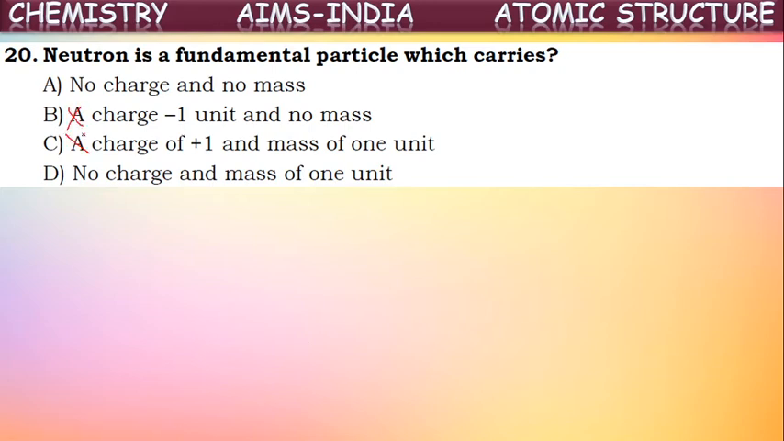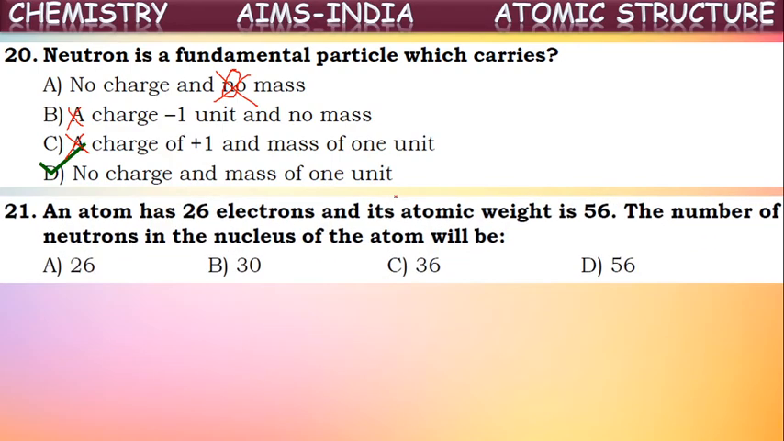What is the mass of neutron? It has 1 unit mass. So neutron has 1 unit mass and no charge. 1 unit is nothing but nearly 1 AMU. Isn't it? Around 1 unit mass is there for neutron and it has no charge. So what will be the correct answer now? It is that. Next one.